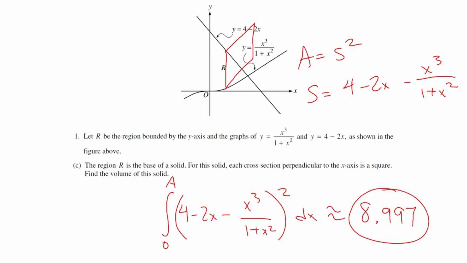They gave you 3 points, 2 for the correct integrand and 1 for the correct answer. And that's the end of this area and volume FRQs, question number 1 from the 2002 Form B AP Calculus AB exam.